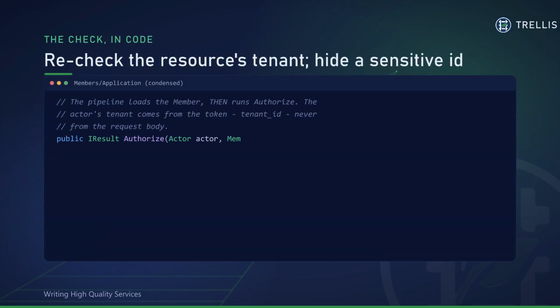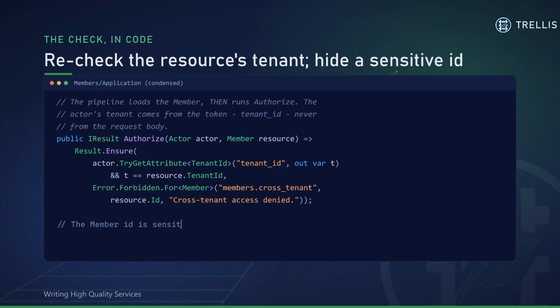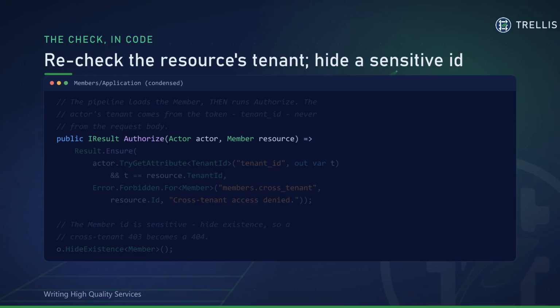Here's that safety net in real Trellis code from the member's service. The pipeline loads the member, then calls authorize with both the actor and that resource. The check is essentially one line. The actor's tenant, pulled from the token, must equal the resource's tenant. Otherwise, it's a forbidden cross-tenant error. And then one more line that's easy to miss but matters enormously. Because a member's ID is itself sensitive, the member's service hides existence, projecting that forbidden into a plain not found. A cross-tenant probe gets the exact same answer as a genuinely missing ID.